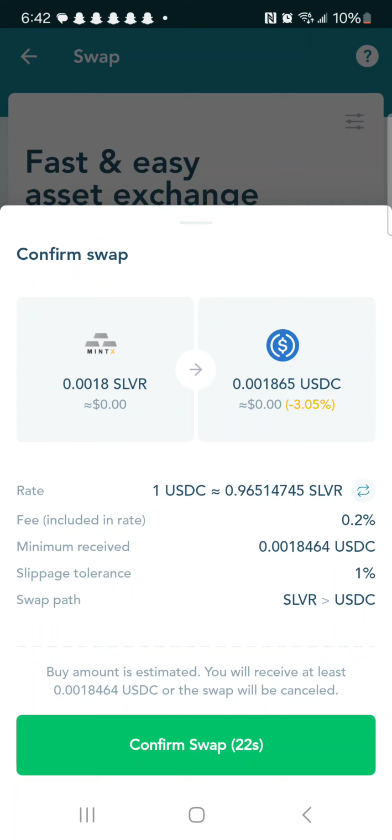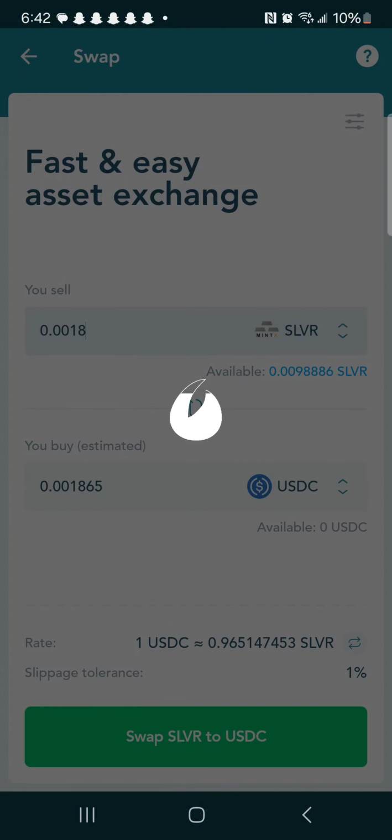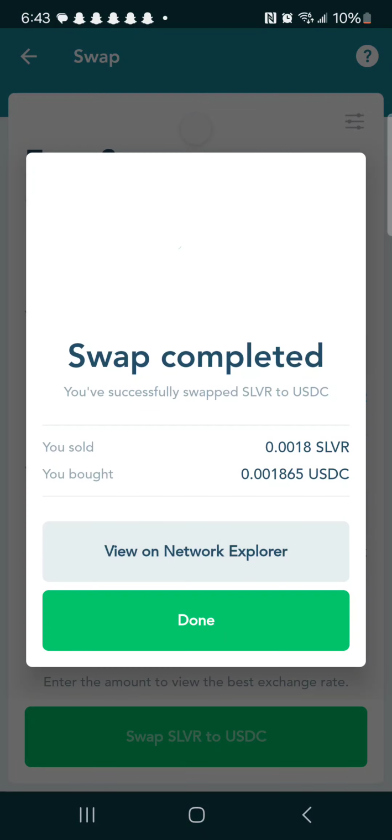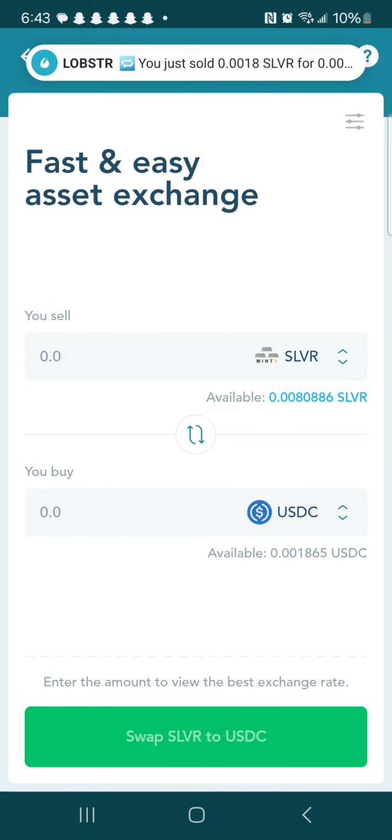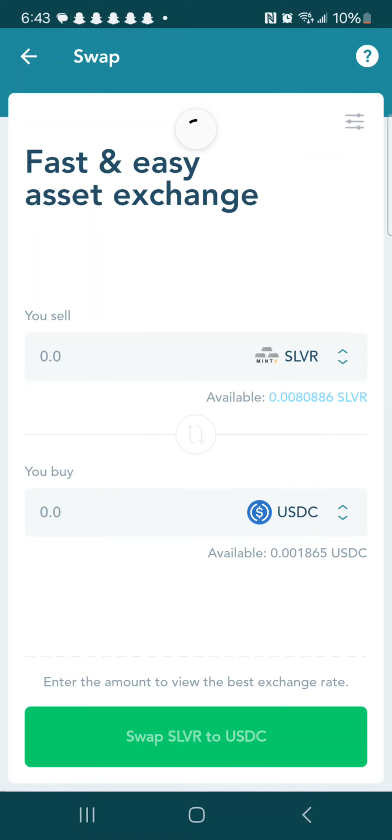0.96 silver, which is roughly about 96 cents. They're swapping 96 cents for $1. So then you hit confirm, which is better than spot. Swap. It's complete. You press done. Oh wait, you don't even have to. It says lobster. You just sold off some of your silver and you put it in here.